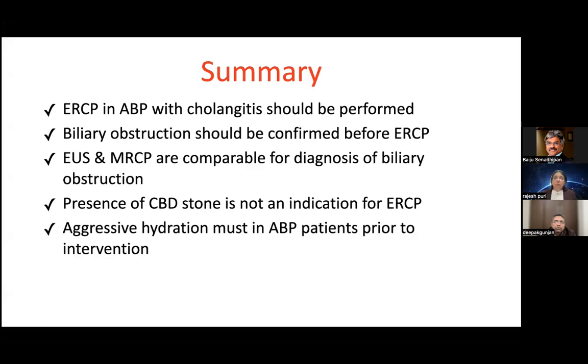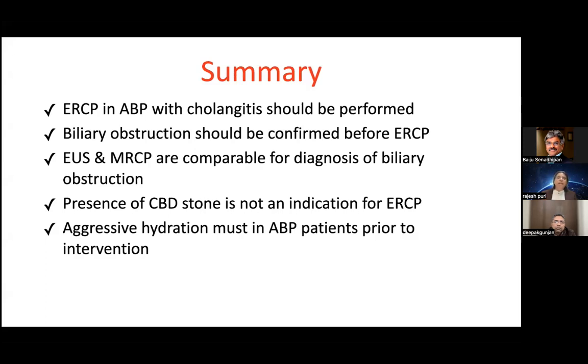Aggressive hydration. What is more important is aggressive hydration must be done. Even if patient has a cholangitis, don't just jump on the ERCP. Hydrate these patients because the first 48 hours are crucial in this group of patients.